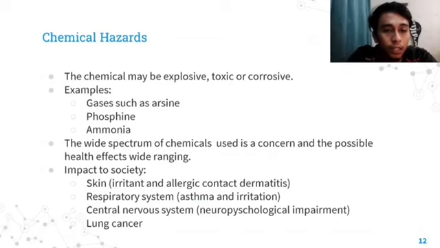So the first one is chemical hazard. The chemical may be explosive, toxic, or corrosive, and it can be gases such as acetylene, phosphine, and ammonia. So from the chemical hazard, it will impact society, affecting their skin, respiratory system, and central nervous system, and causing lung cancer.